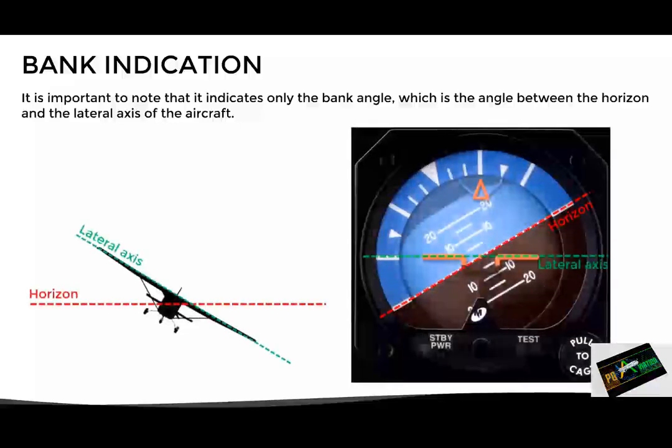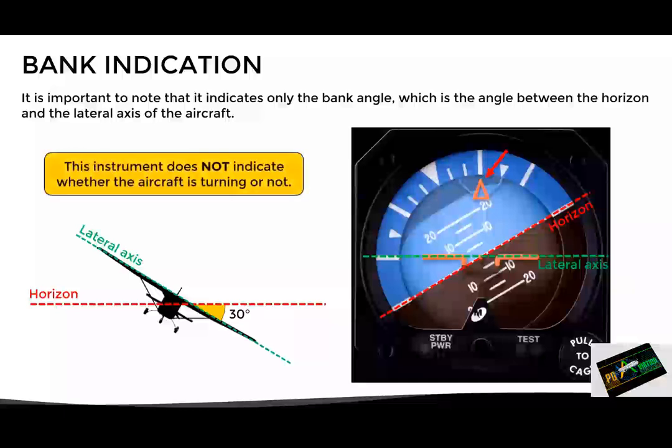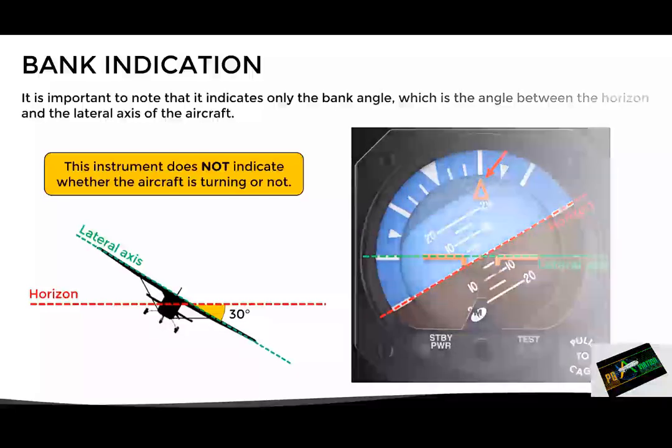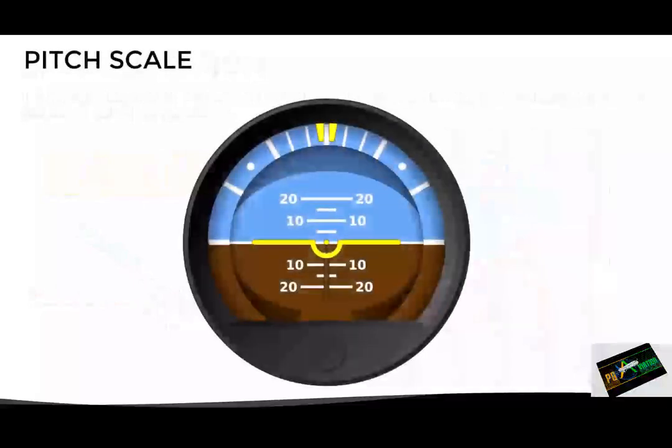In this case, the bank indicator is pointing to the third marking on the right side of the banking scale, which represents a 30-degree bank to the right. Now, we must bear in mind that this instrument does not indicate whether the aircraft is turning or not. It only indicates the bank angle. The instrument used to determine if the aircraft is turning and how fast it is doing it is the turn coordinator. With this being said, let's continue with the pitch scale.